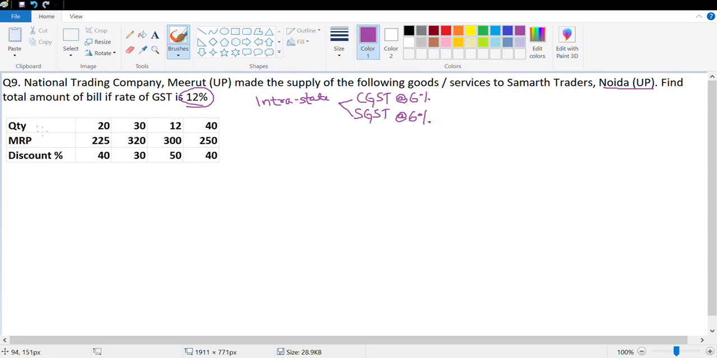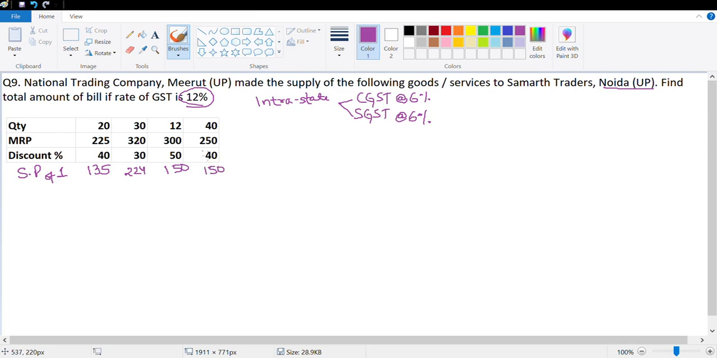It says quantity is 20, 30, 12 and 40. The MRP is 225, 320, 300 and 250, and the discounts are given separately. So let's calculate the selling price. Selling price will be 60% of 225, which is equal to 135. The selling price will be 70% of 320, which is 224. Selling price of 1 will be 50% of 300, which is 150, and this will be 60% of 250. That's again 150.